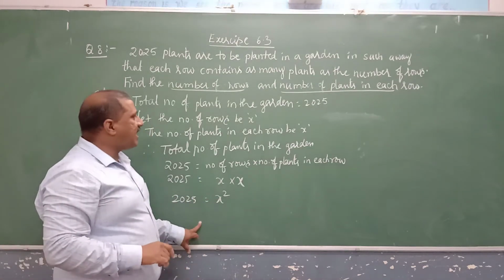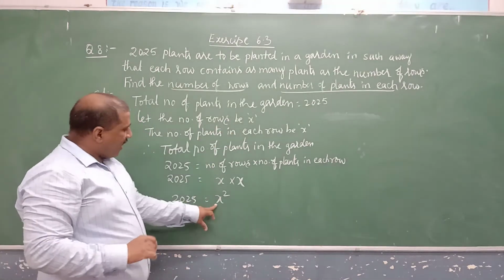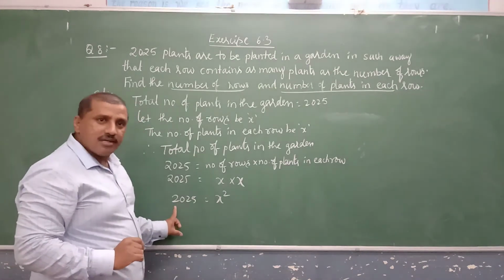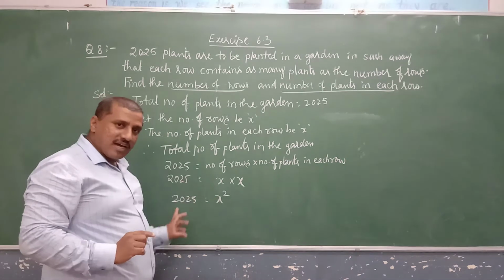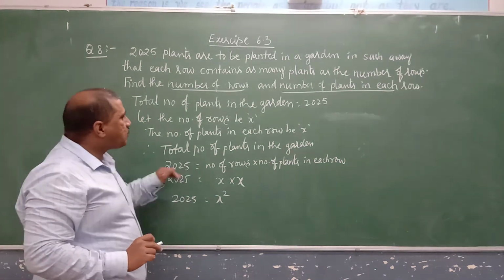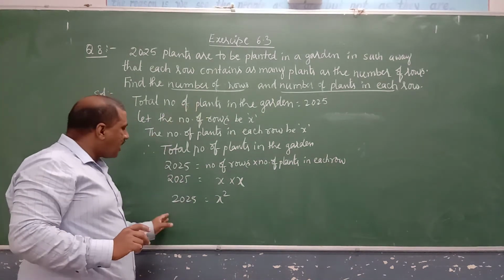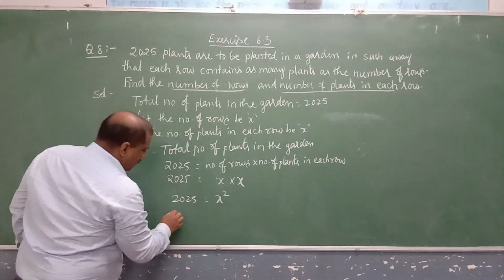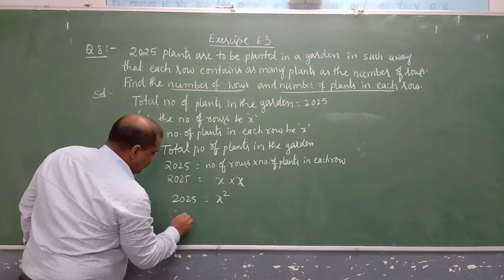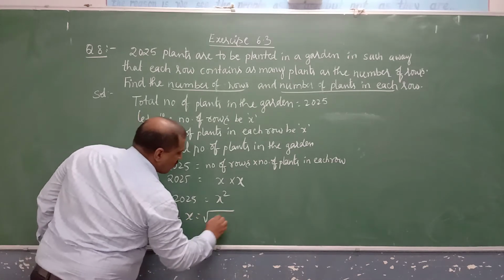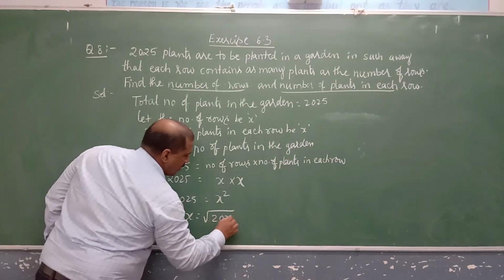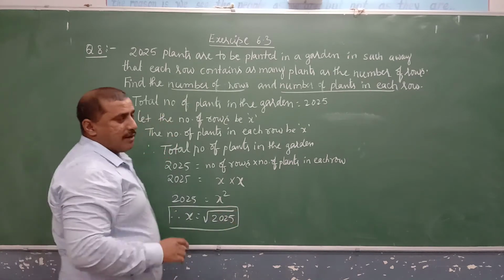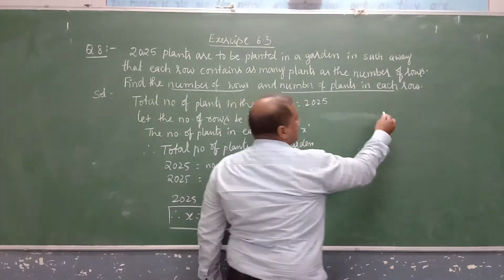What do we need to find here? x we need to find. To find x here, x is nothing but the square root of 2025. To find the number of rows, in other words, we find the square root of 2025 by using the prime factorization method.